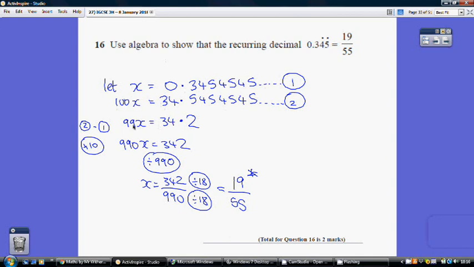Now I want to try and avoid dividing by 99 here, because I don't like to have a decimal as part of a fraction. So at this step, I think it's tidy to multiply both sides by 10 to undo this decimal, and then at that point divide by 990. So we get x being 342 over 990. And then if we divide top and bottom by 18, we get 19 over 55 as required.